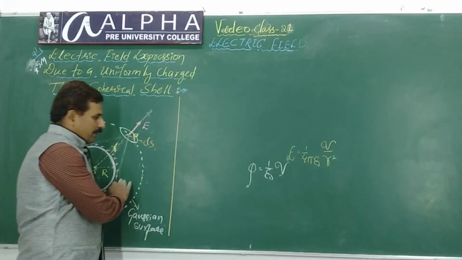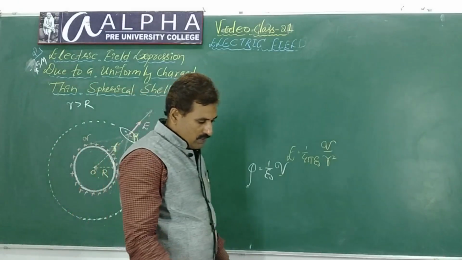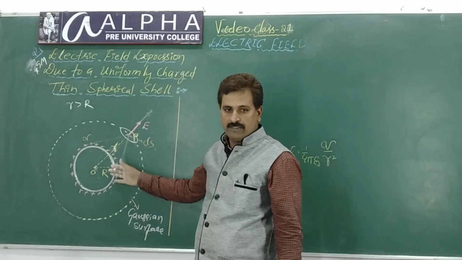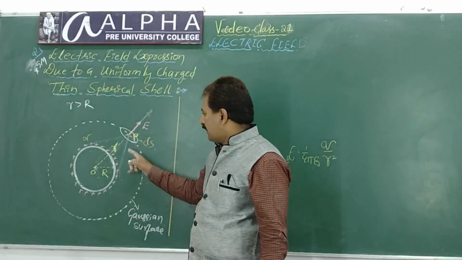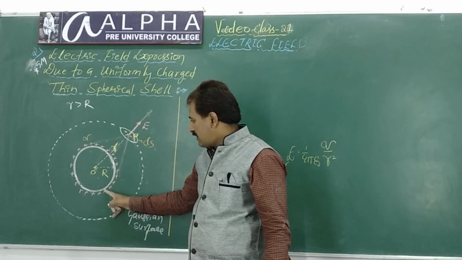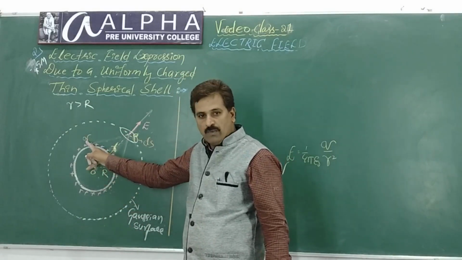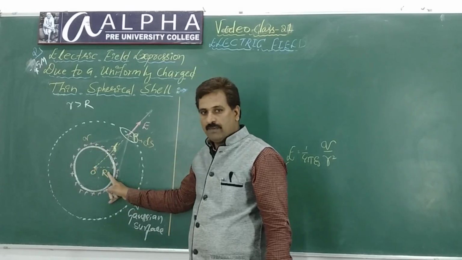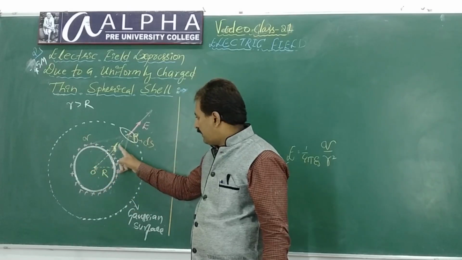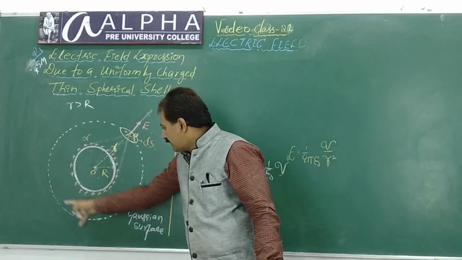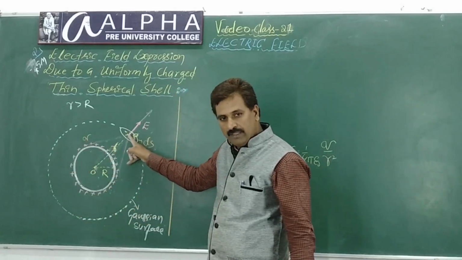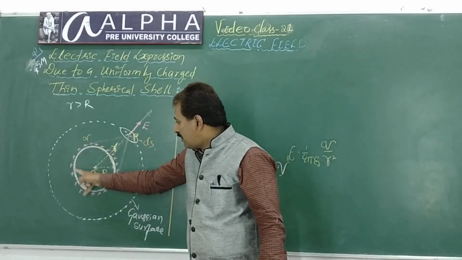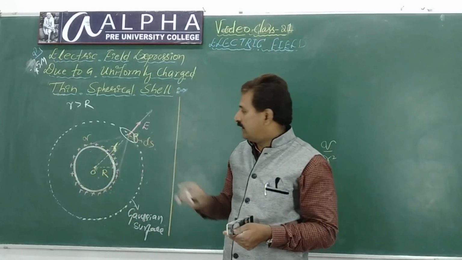To write the expression for flux, you start with an explanation as usual, right? You write the explanation in your own words. How do you write the explanation? Consider a spherical shell charged with a charge value small q, the radius of the spherical shell capital R. To find the electric field at point P at a distance r, imagine a Gaussian surface which passes through the point P and is concentric with the spherical charged shell. That's all.